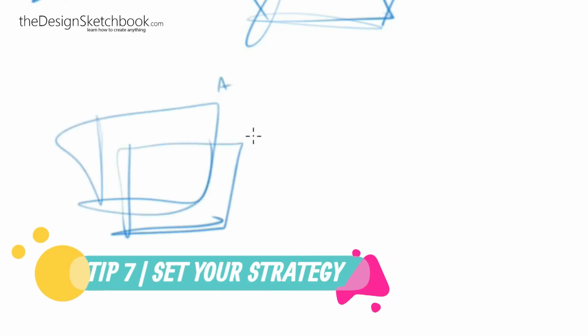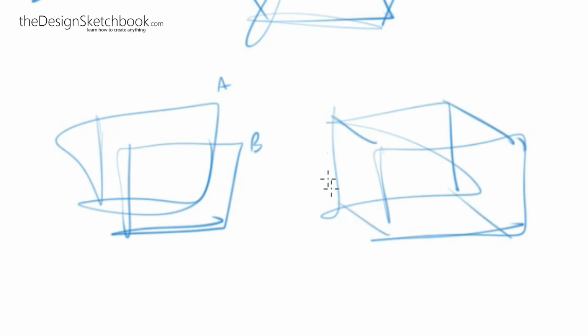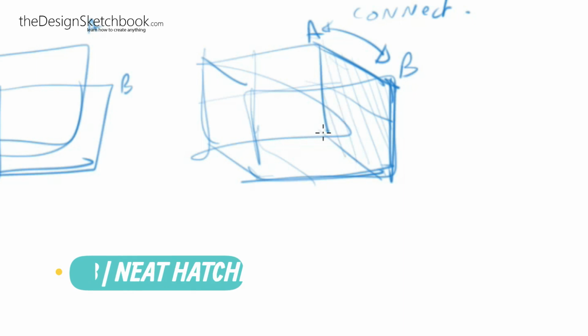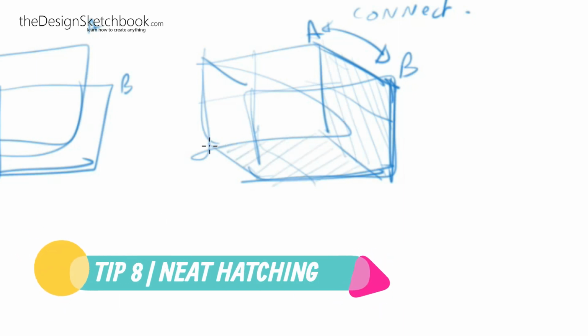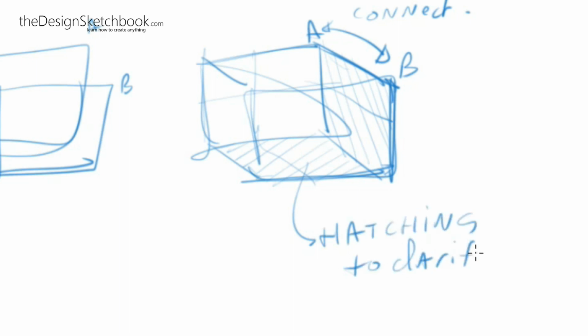Tip 7, set your strategy. Try to identify different ways to draw the cubes. Here for the A and B, it's the top face, the bottom face, and I connect them. That's one of the ways that we can draw a cube. There are many more. Maybe you would prefer another style, but you need to try it. Tip number 8, nit hatching. Even if it's a signature style, I want to have hatching because it gives something more solid for the overall, and you can clarify your ideas.